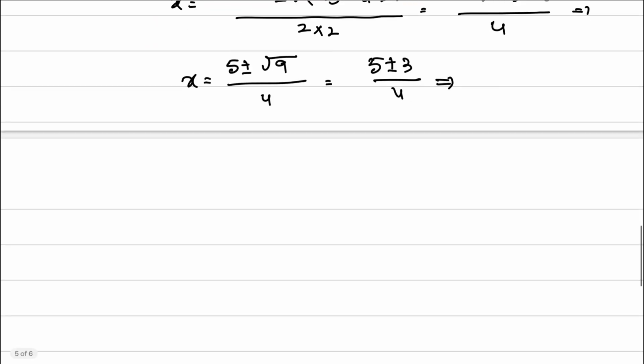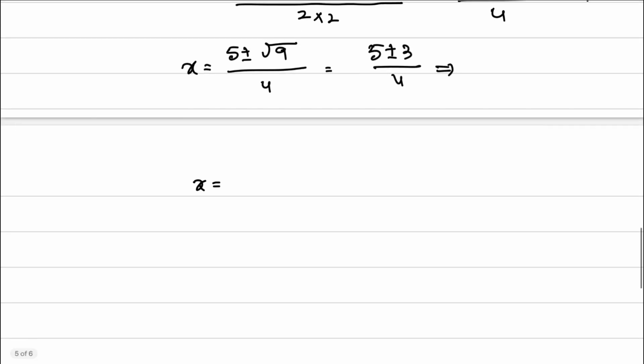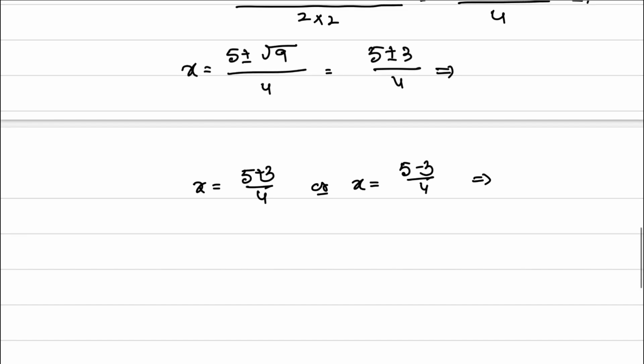That implies x is equal to 5 plus 3 by 4 or x is equal to 5 minus 3 by 4. That implies x is equal to 2 or x is equal to half.